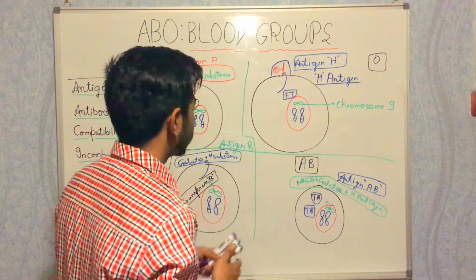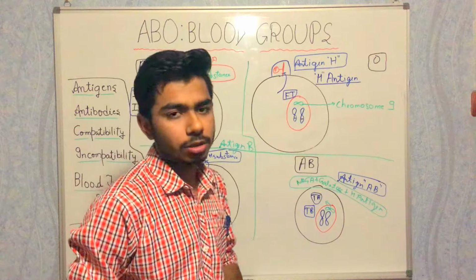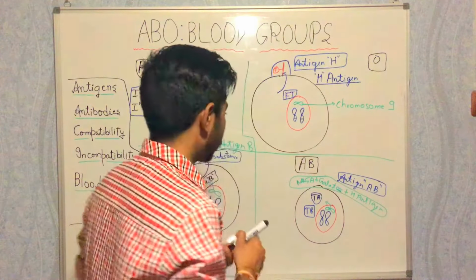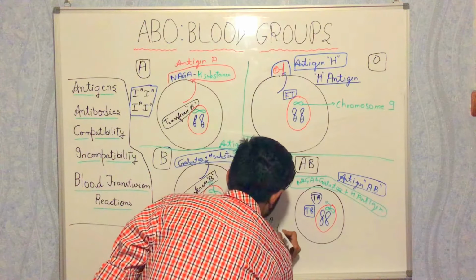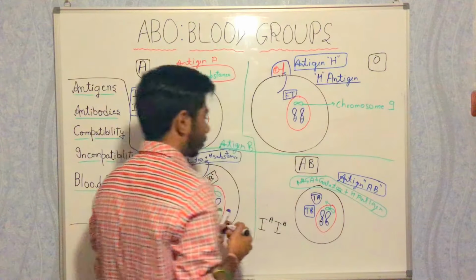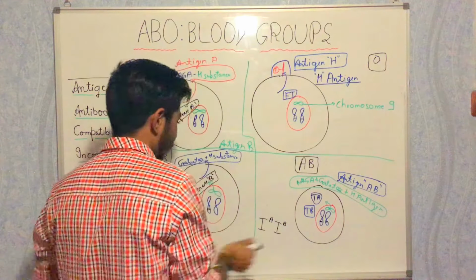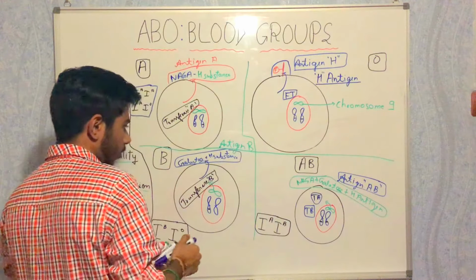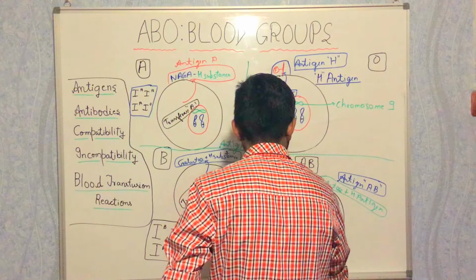Now, if we talk about blood group AB, it has both the antigens, as I told you earlier, antigen A as well as antigen B. So they will show codominance. That means IA and IB, both these maternal and paternal chromosomes, will take part in the blood grouping system. So they will have only one genotype, that is IA-IB, and that's why this shows codominant nature.